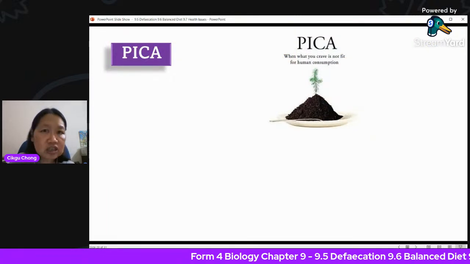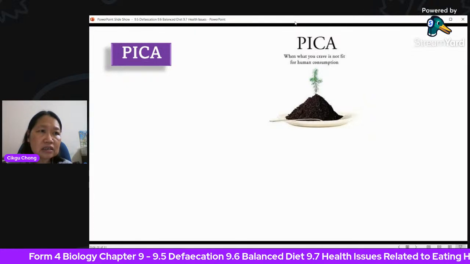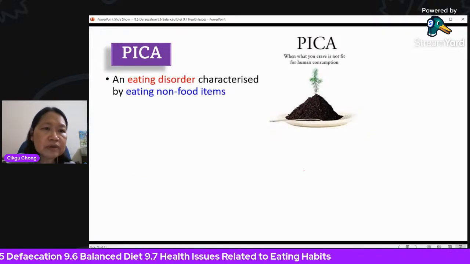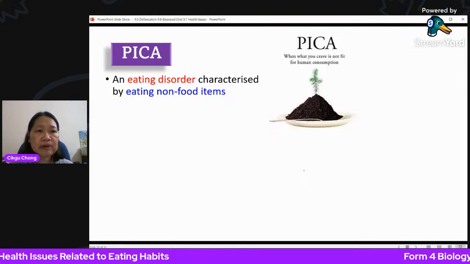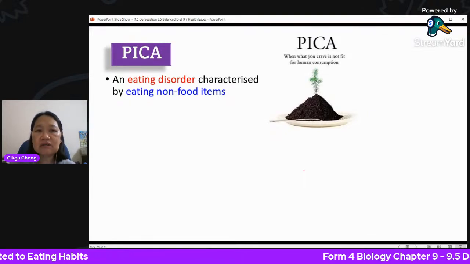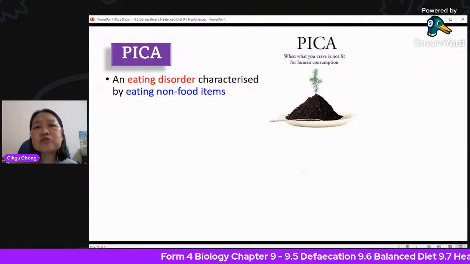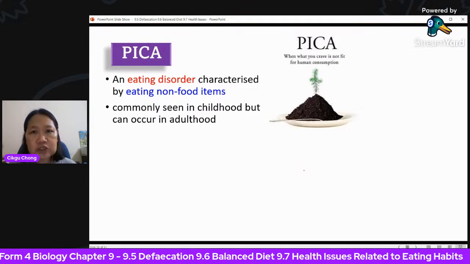Okay, lastly, this is a bonus, pica. I'm sure many of you have not heard of pica before. Pica is not common, but it happens also. Sometimes you will see some people eating things that are not supposed to be food. It is an eating disorder characterized by eating non-food items. It will not immediately make you die, but it's not supposed to be food. I don't know why they eat it. Sometimes it's a psychological problem also.